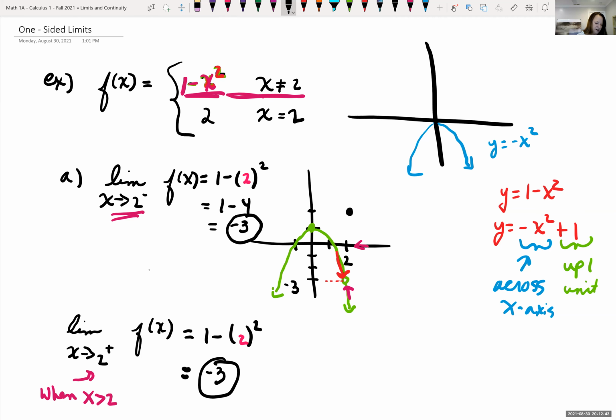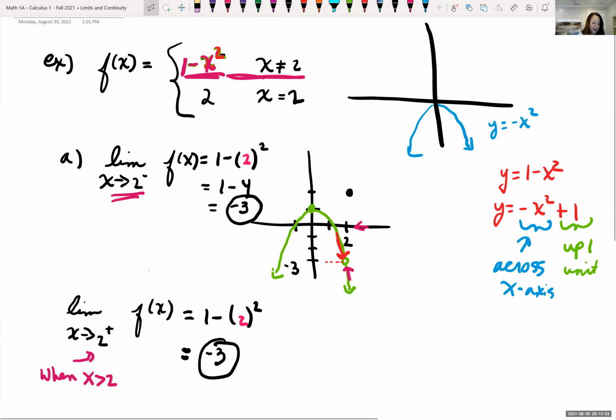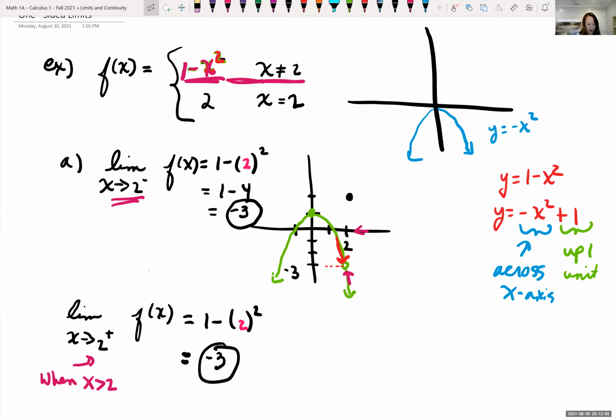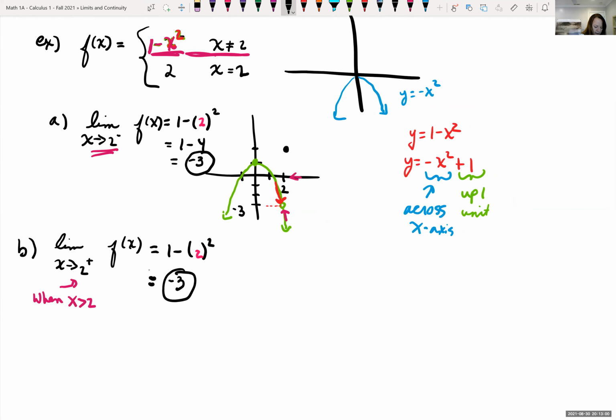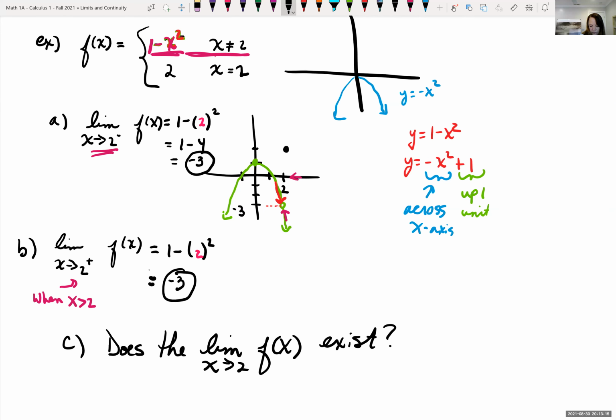So then the next part of this question, it asked us, does the limit exist as x approaches 2 of f of x? If so, why? If not, why not? Let's say this was part B. So part C, does the limit as x approaches 2 of f of x exist? Why or why not?